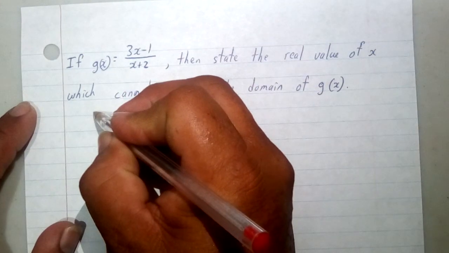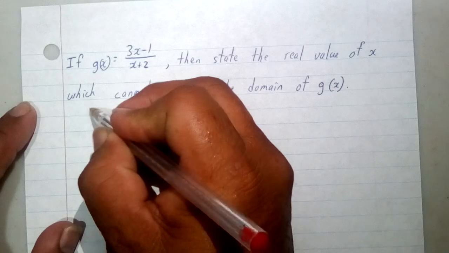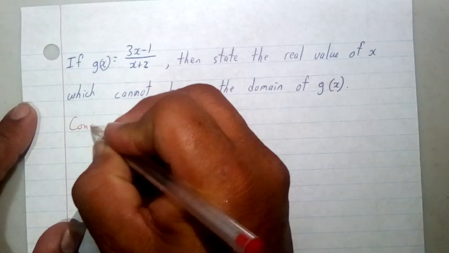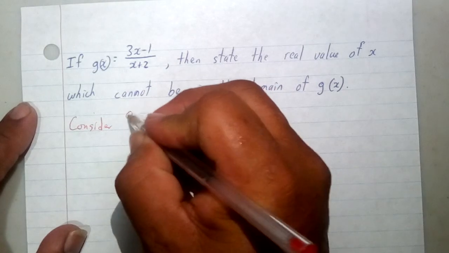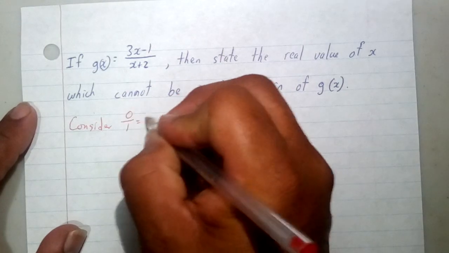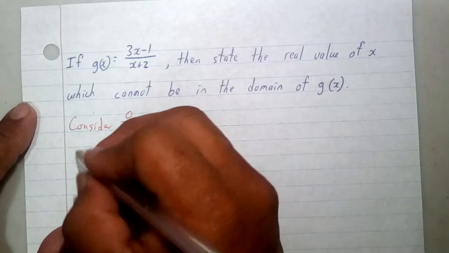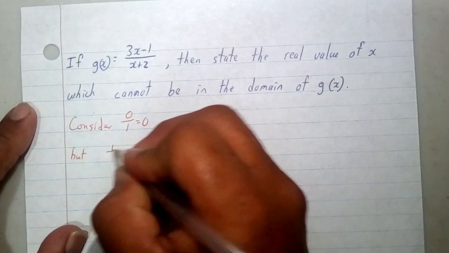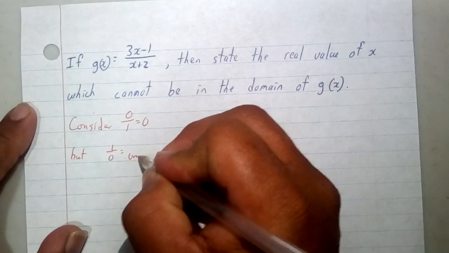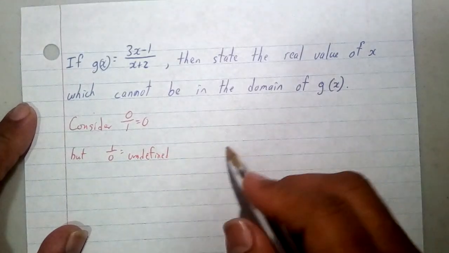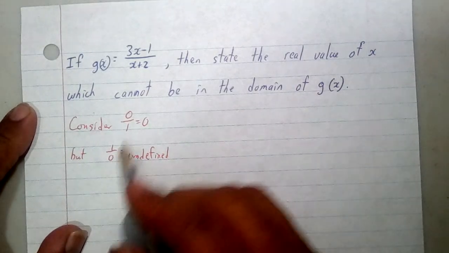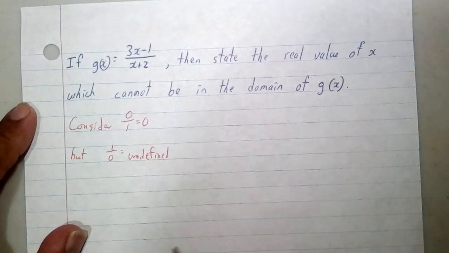A number, say for example, as a recap, consider 0 divided by 1 equals 0, but 1 divided by 0 is undefined. So we are simply asking for a value when this bottom section will become 0.